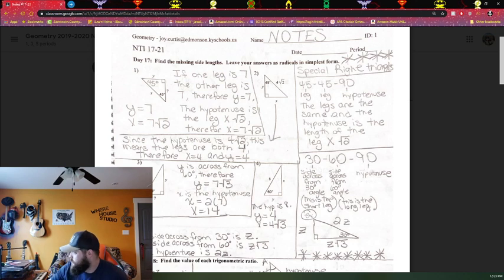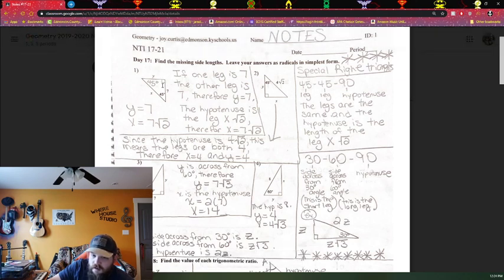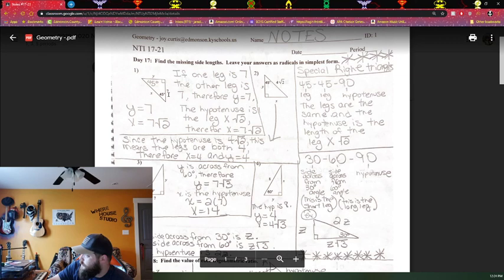So, what are the special properties? For a 45, 45, 90 special right triangle, the 45 and 45 angles are across from the legs of the triangle, okay? And the 90-degree angle is across from the hypotenuse, which we already know is true because in any right triangle, the hypotenuse is going to be across from the 90-degree angle.